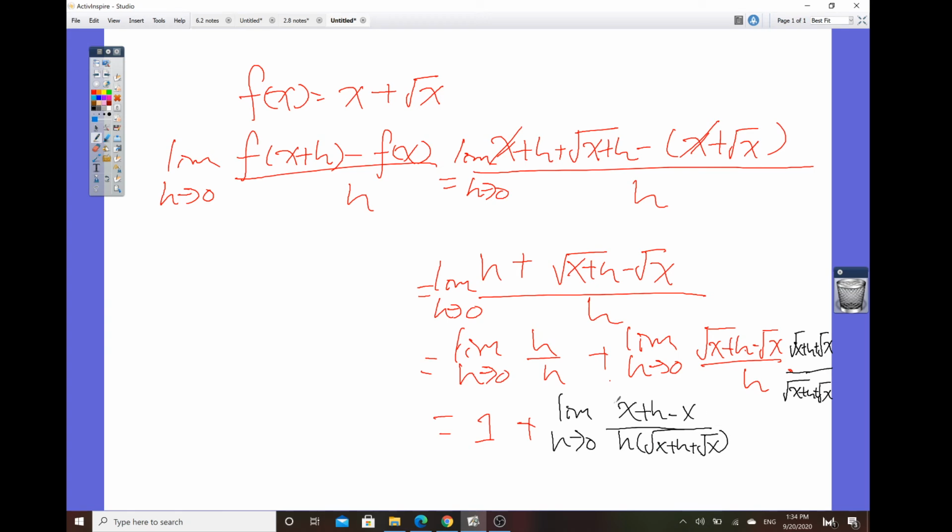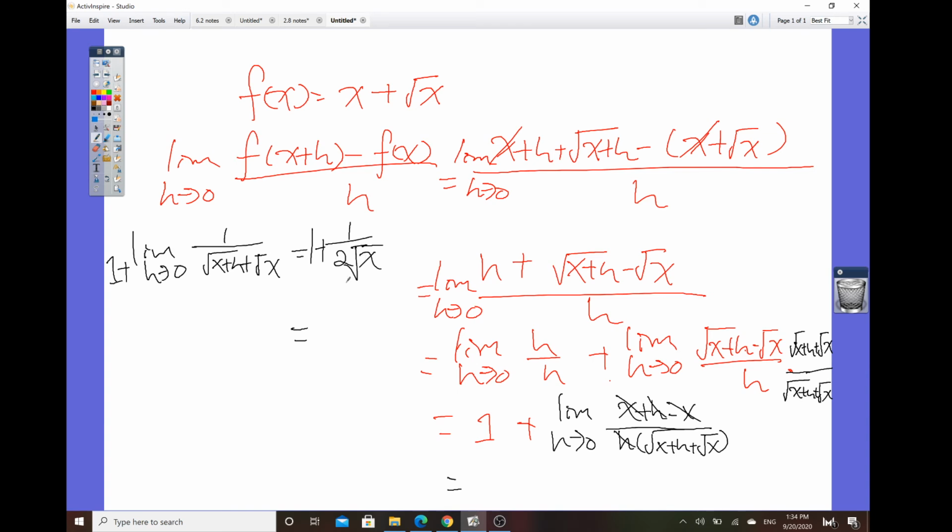And one thing that we notice, x minus x, that cancels. So h over h, this one can reduce. So now what's left here? So we do have 1 plus the limit as h goes to 0 of 1 over square root of x plus h plus root x. Again, there are no more restrictions, so that means we can plug in a number. So h is 0, so this one turns out to be 1 over 2 root x. Oh, 1 plus 1 over 2 root x.